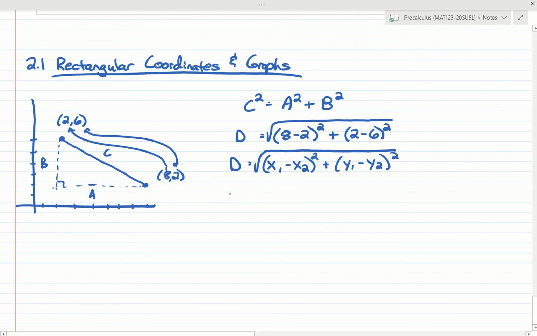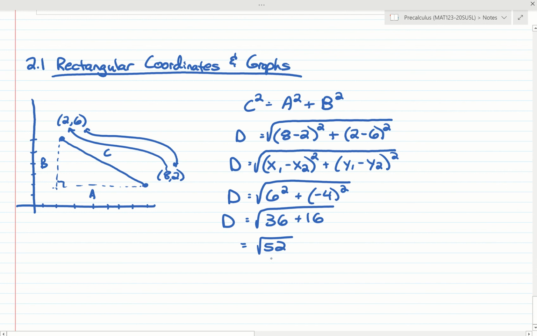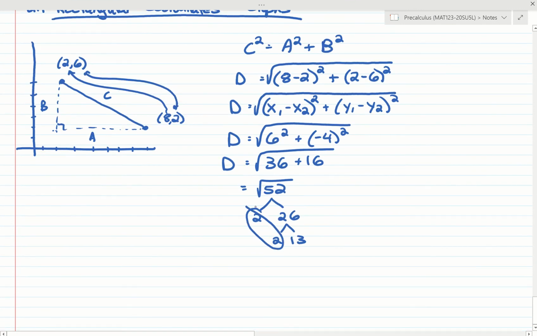So let's go ahead and answer this question. 8 minus 2 is 6, so we're going to do 6 squared, plus this would be negative 4 squared. Well, 36 plus 16 is 52. Now we'll do our prime factorization. This is 2 and 26. 26 is 2 and 13. So it looks like we have a group of 2's right here. So our distance would equal 2 with root 13 left over.